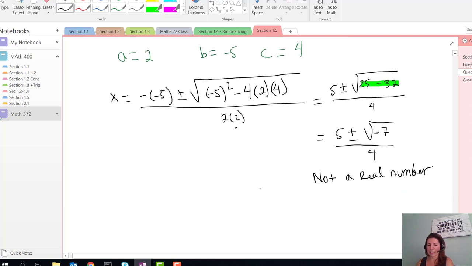So we can say that this equation has no real solution. It has an imaginary solution, but no real solution. Later we're going to learn about imaginary numbers, and we're going to be able to simplify this.